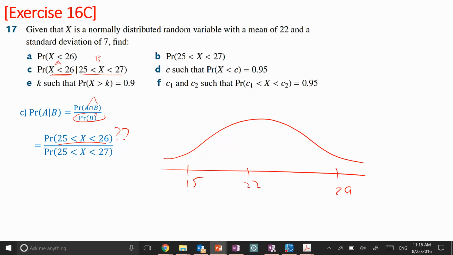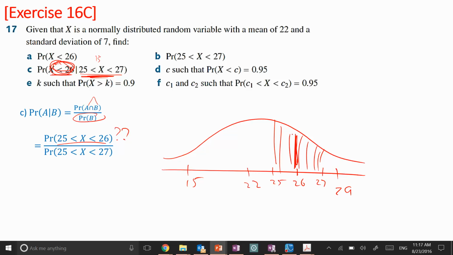If I knew that 25 to 27 has already occurred, so I've already got this area. I'm asking, what's the chance that between 25 to 27 I'll get something less than 26? That's what it says here, less than 26. What's the chance of getting less than 26 if you already know you're choosing between 25 to 27? So I can already say, well, less than 26 is here.